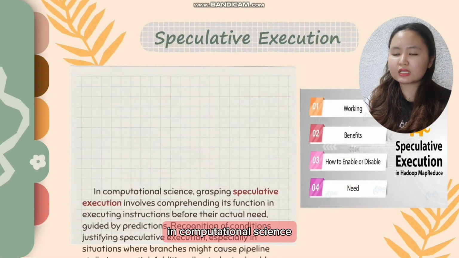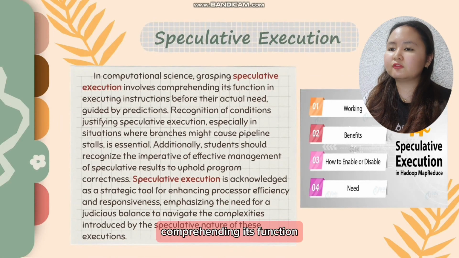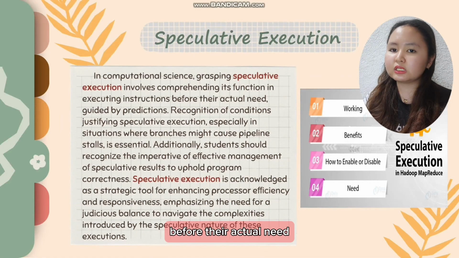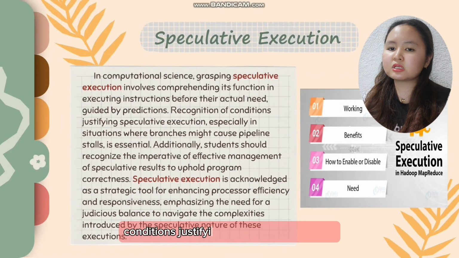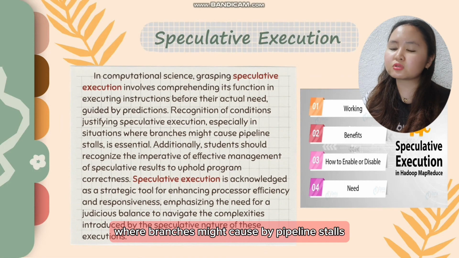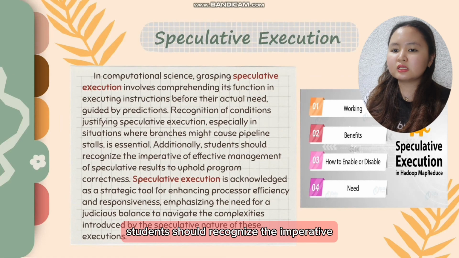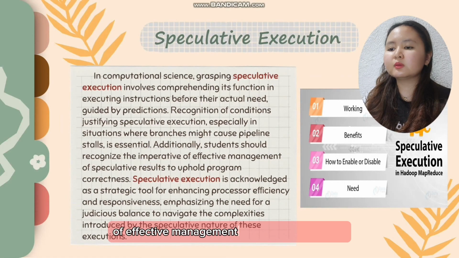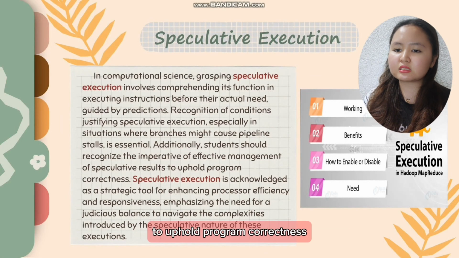In computational science, grasping speculative execution involves comprehending its function in executing instructions before their actual need, guided by predictions. Recognition of conditions justifying speculative execution, especially in situations where branches might cause pipeline stalls, is essential. Additionally, students should recognize the imperative of effective management of speculative results to uphold program correctness.